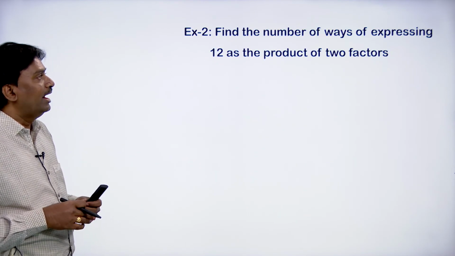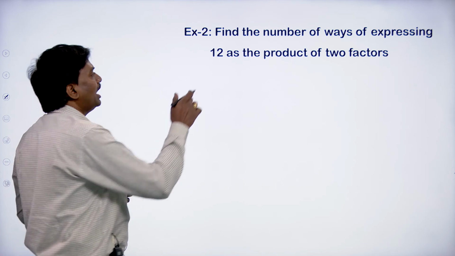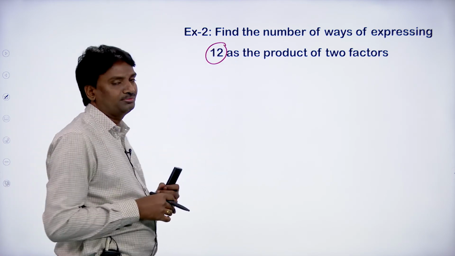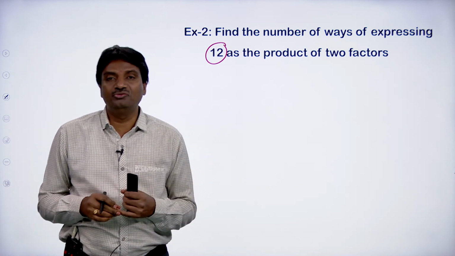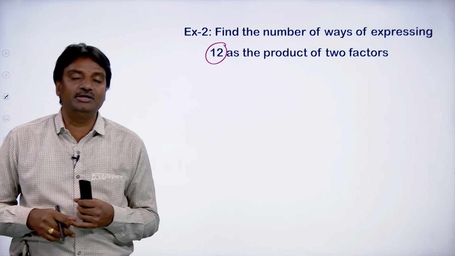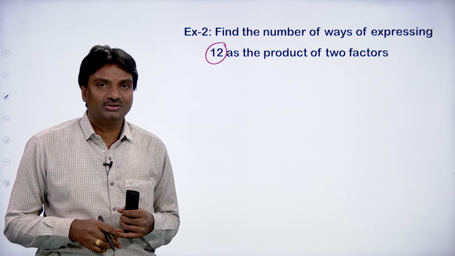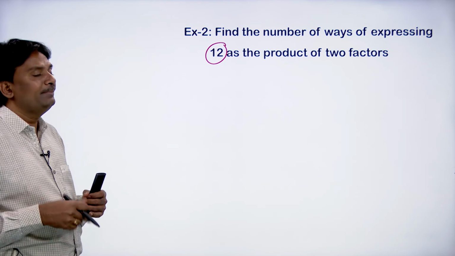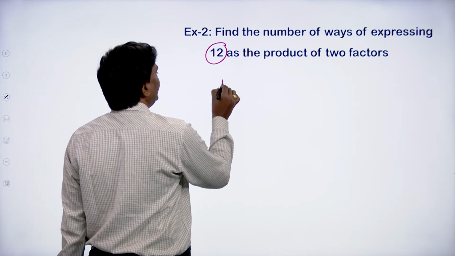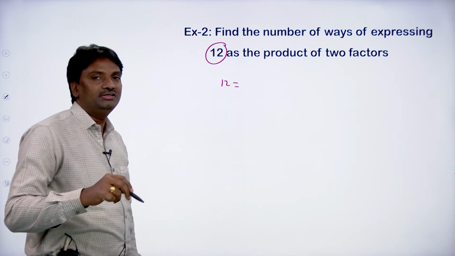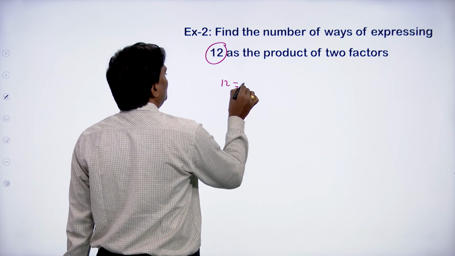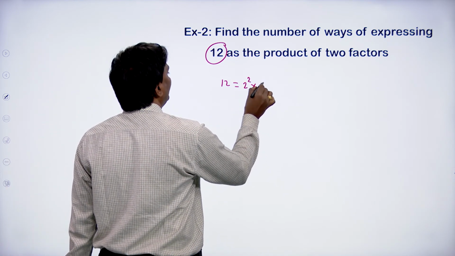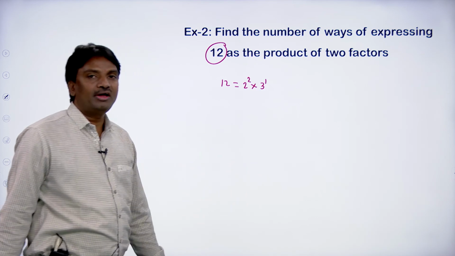Next, find the number of ways of expressing 12 as the product of two factors. We already did this problem. Here 12 is not a perfect square. We can write 12 as 2 squared into 3 power 1.